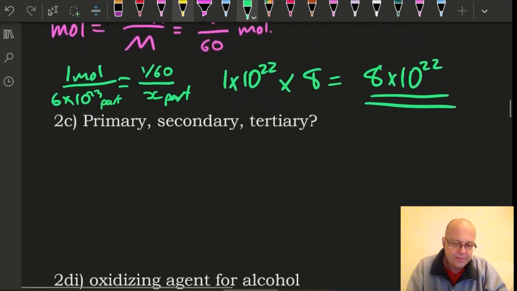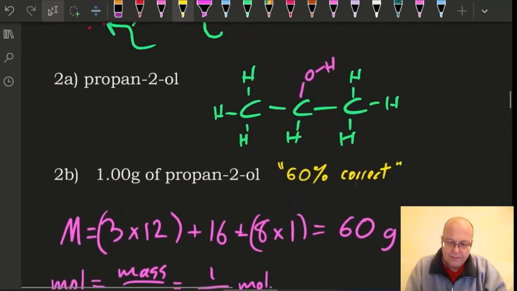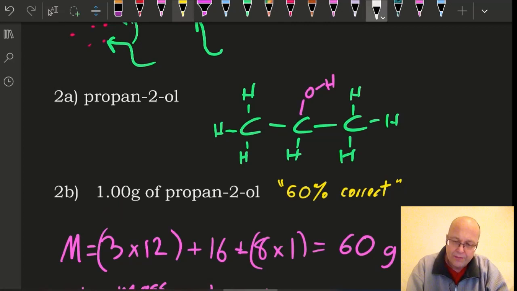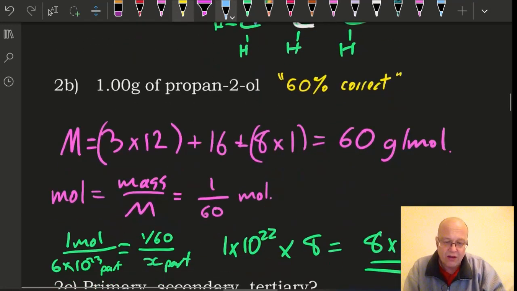All right. Primary, secondary, or tertiary? So, this is how I do it. Find the OH. Find the carbon attached to the OH. How many carbons are directly attached to that? There are 2. So this is a secondary alcohol.